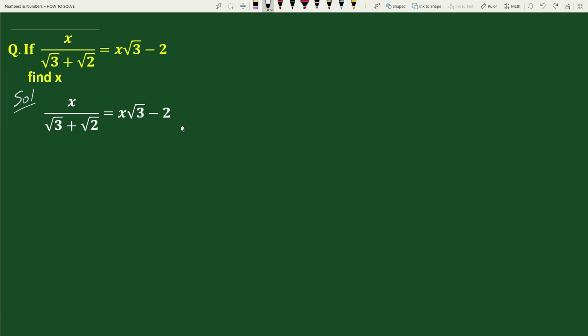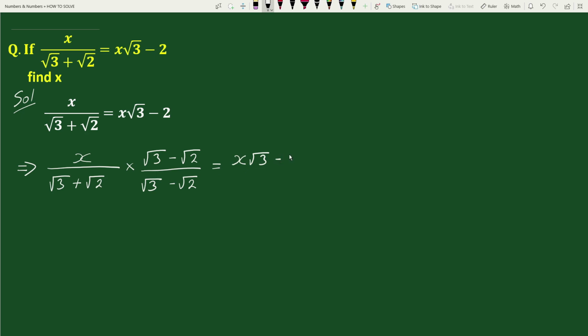Now in the next step we will rationalize the denominator in the left hand side by multiplying both the numerator and denominator by square root of 3 minus square root of 2. So we can write this as x by square root of 3 plus square root of 2 times square root of 3 minus square root of 2 by square root of 3 minus square root of 2 equals x square root of 3 minus 2.